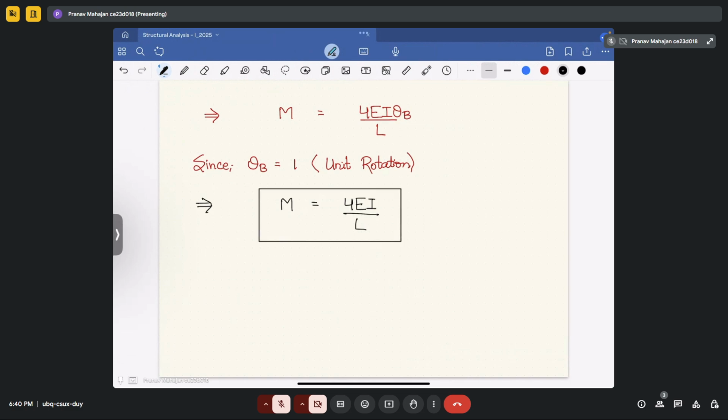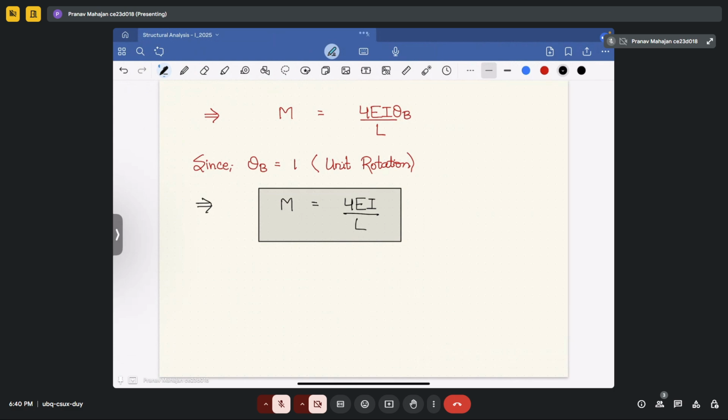Okay. So this is your moment when you have unit rotation at support B. You can also say it to be a derivation of calculation of rotational stiffness when you have far end to be fixed. Like in the first, or you can say second question, we have used this concept when you have far end equal to hinge and far end equal to fixed. In that condition, how we have defined the rotational stiffness. So this is how we have derived the values of rotational stiffnesses.